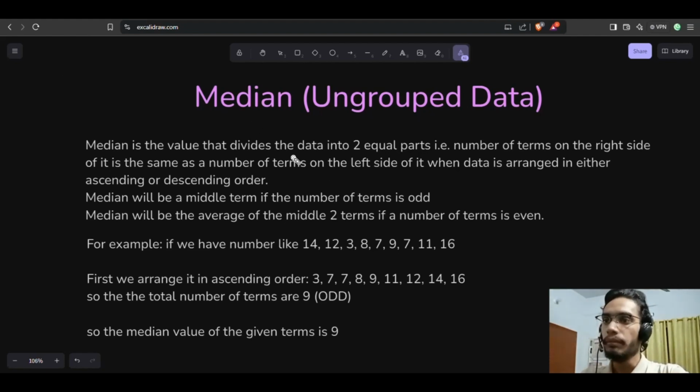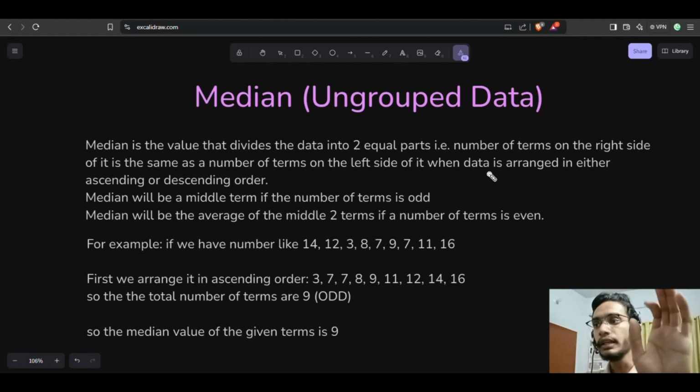So the median divides the data into two equal parts. That is, the number of terms on the right side equals the number of terms on the left side of the data when the data is arranged in either ascending or descending order. This is the condition for finding the median: your ungrouped data must be in either ascending or descending order, right? Let's take an example.